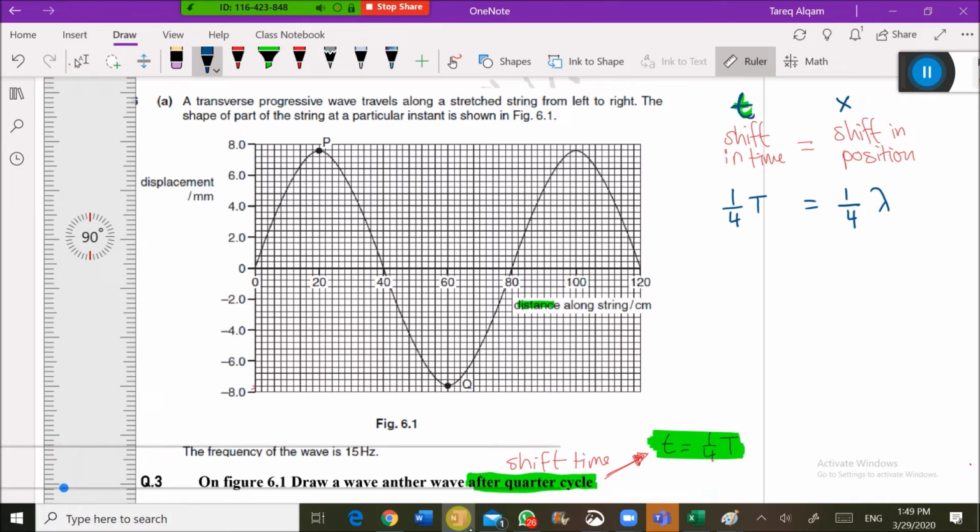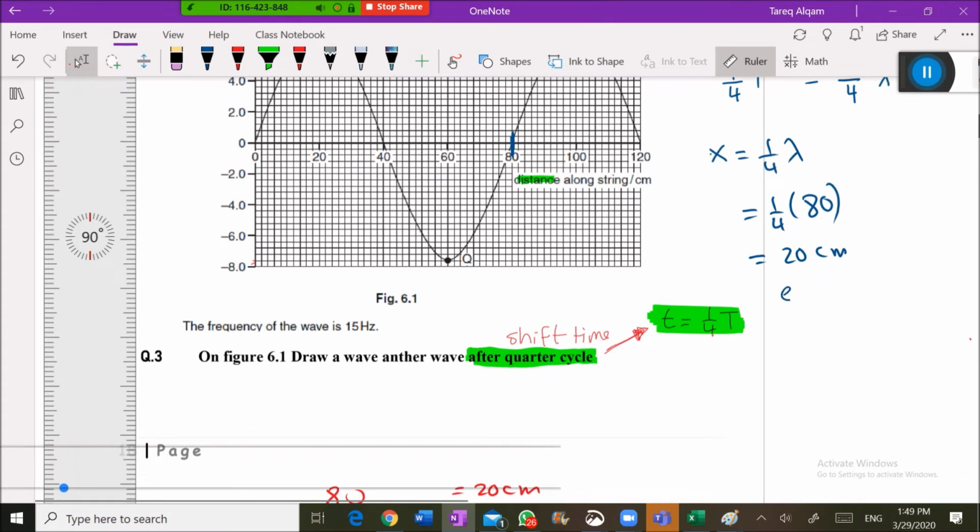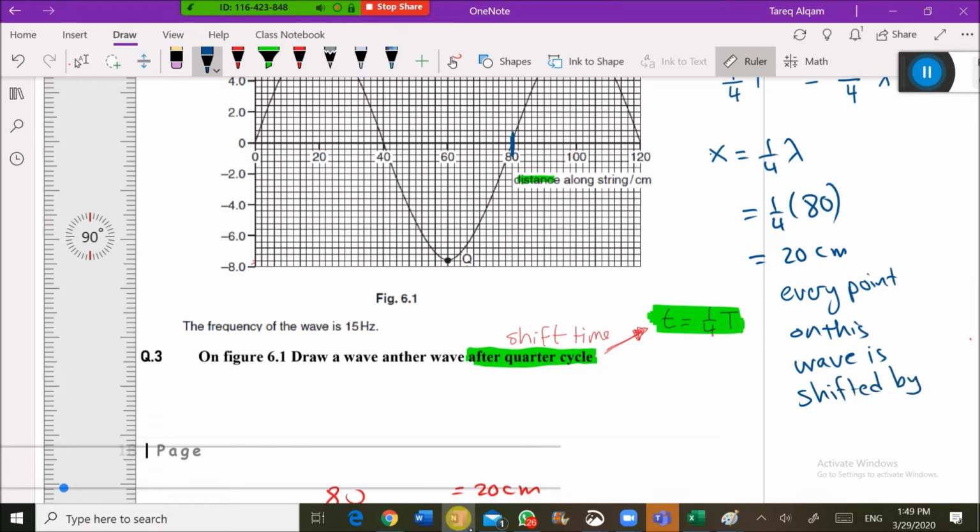This means, guys, that every point is shifted by the same magnitude. So x here is 1/4 lambda, and lambda here is 80, as we agreed. So it comes to 20 centimeters. What does this mean? Every point on this wave is shifted by 20. I will shift every point by 20.